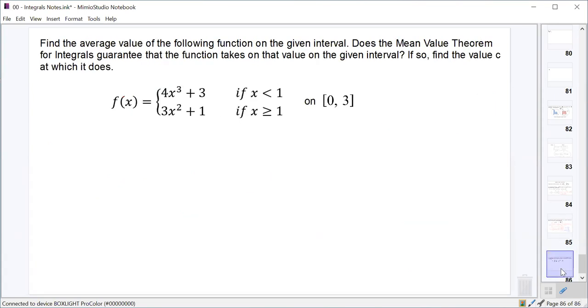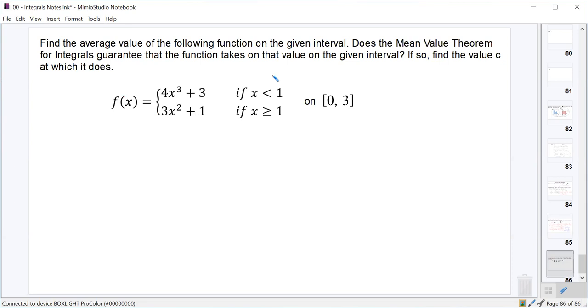And this can also be done with a piecewise function. Whether the function is continuous or not at this point where it switches from being 4x cubed plus 3 to 3x squared plus 1 doesn't really matter for whether or not we can find the average value of the function, but it does matter for whether or not the function actually attains that average value somewhere in the interval.